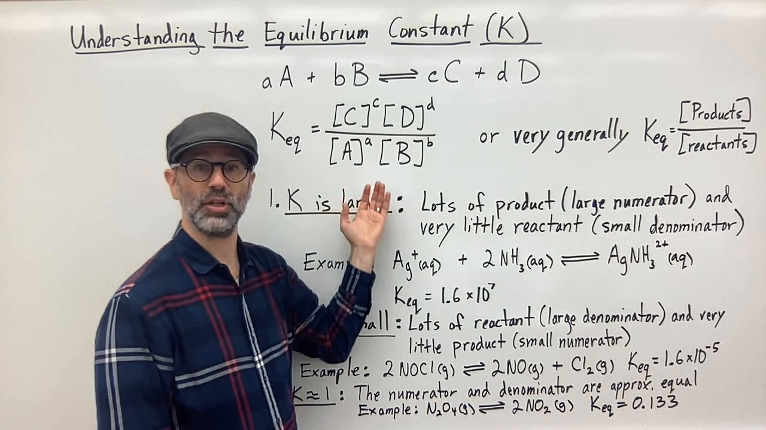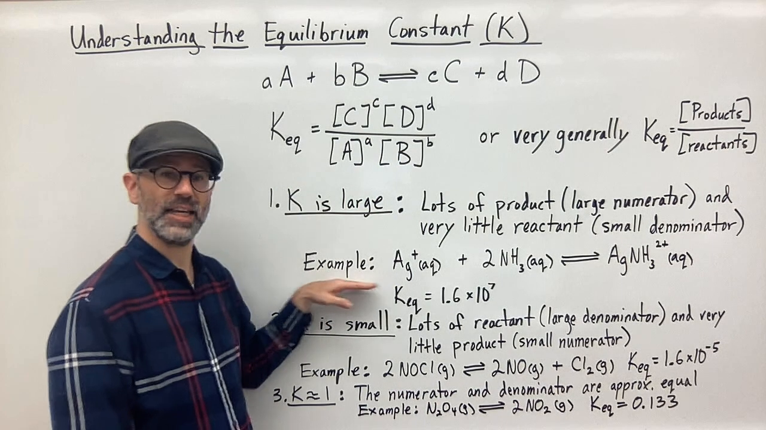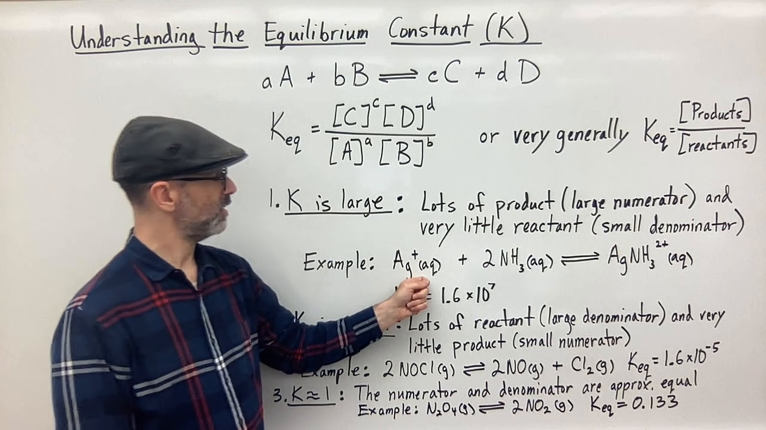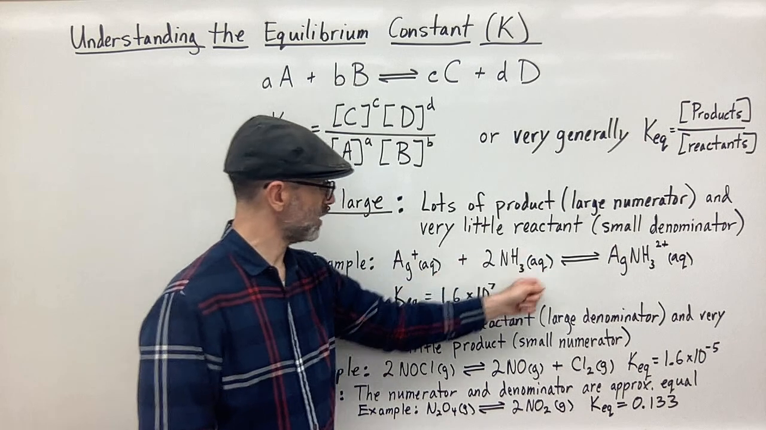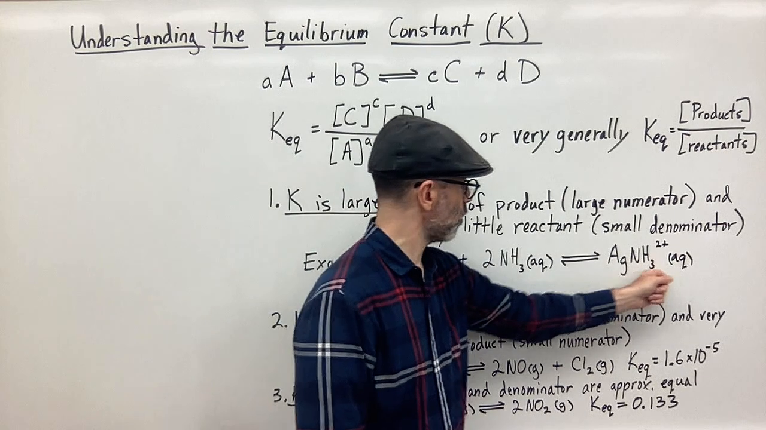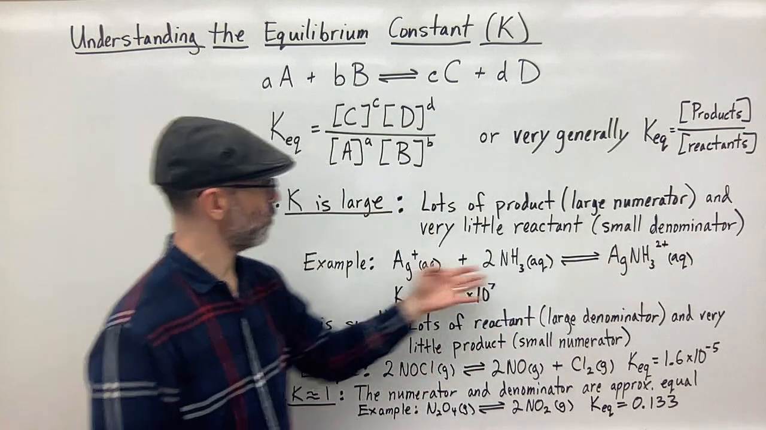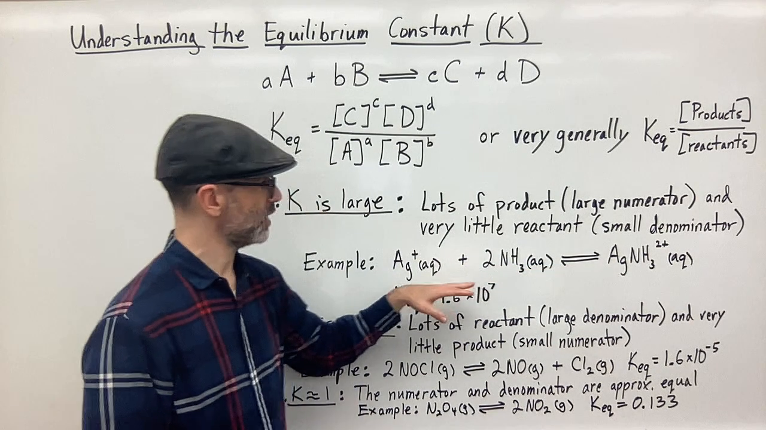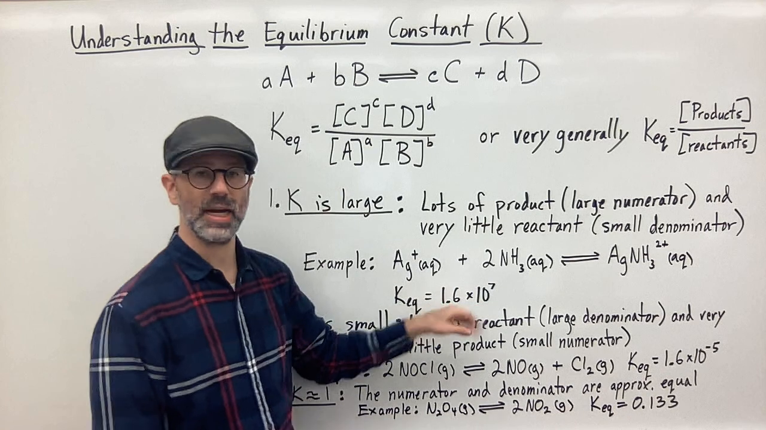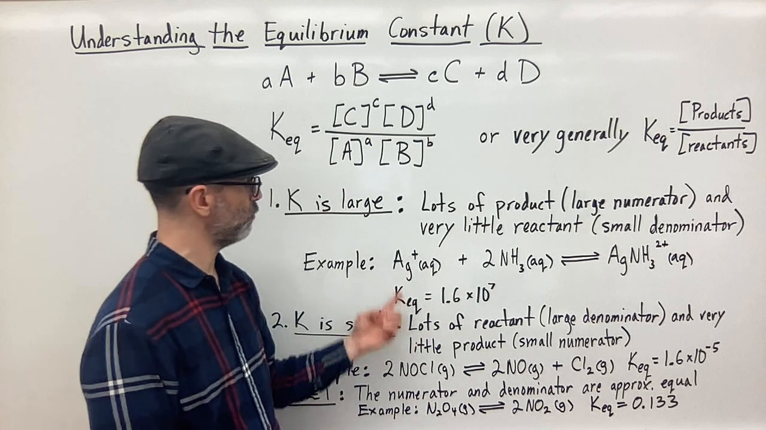That is what is giving you a large K value. So for example, in this reaction here, we have your silver ion, aqueous, reacting with aqueous ammonia to form your silver ammonia complex ion here. And so we have an equilibrium reaction here, and it's very large. The KEQ for this is 1.6 times 10 to the 7. So this is a very large K value for this reaction.